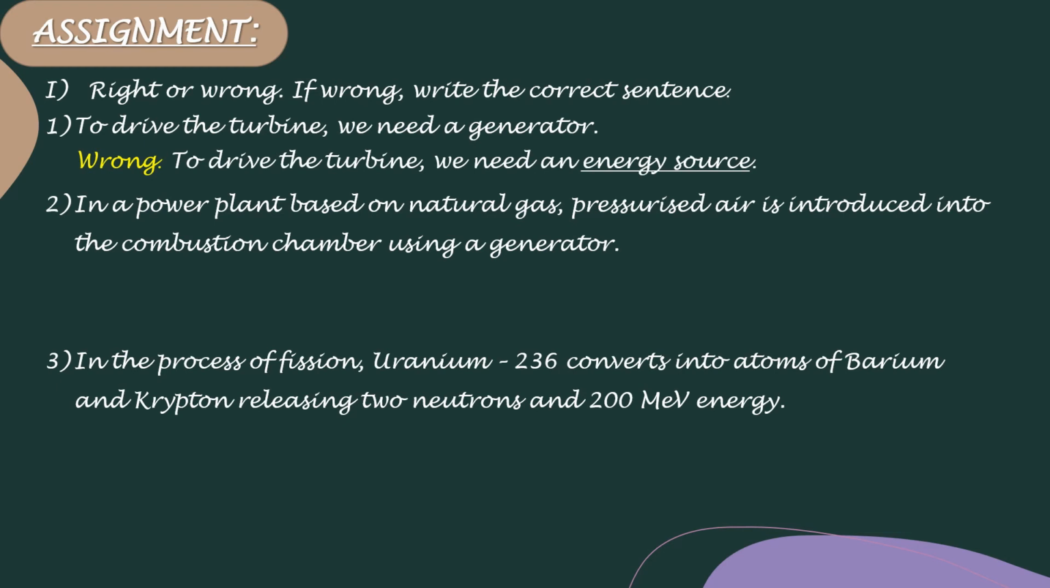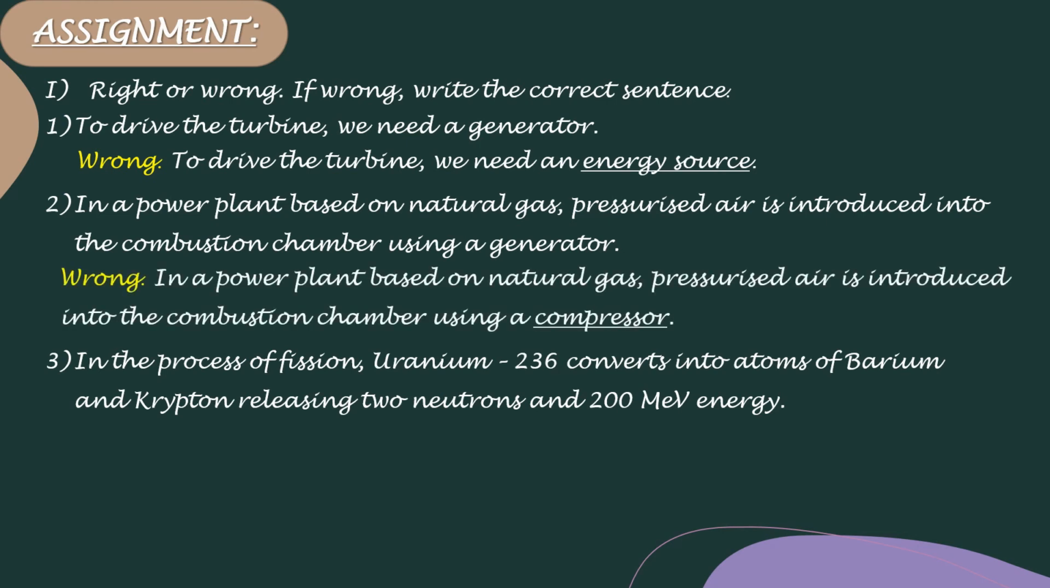Then the second sentence is, in a power plant based on natural gas, pressurized air is introduced into the combustion chamber using a generator. Yes, this sentence is also wrong. So the correct sentence is, in a power plant based on natural gas, pressurized air is introduced into the combustion chamber using a compressor.